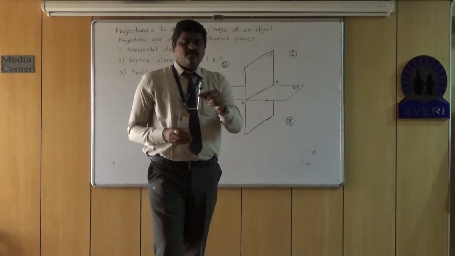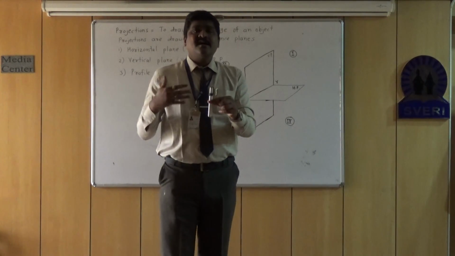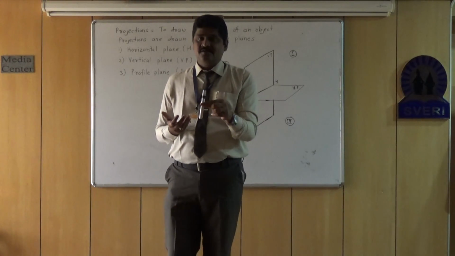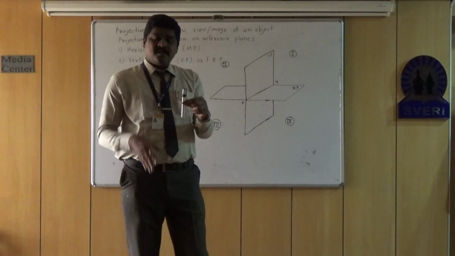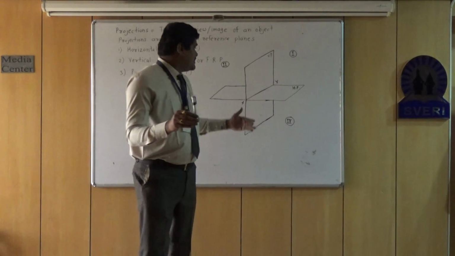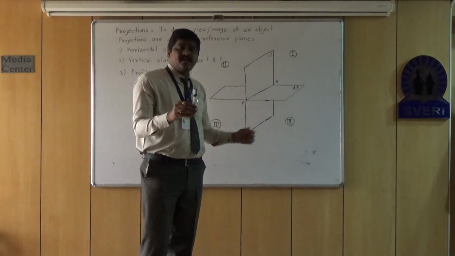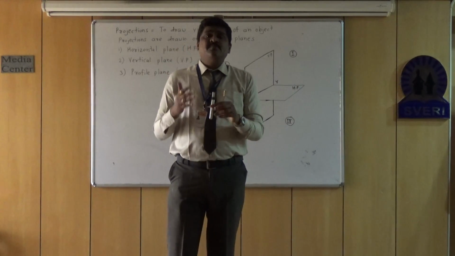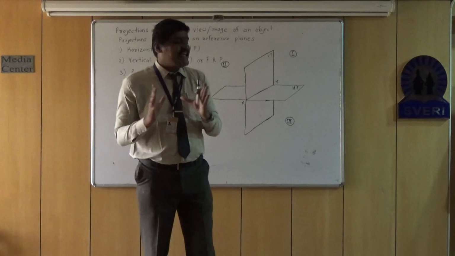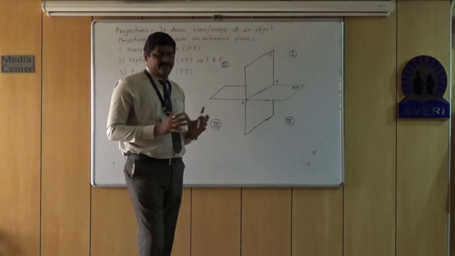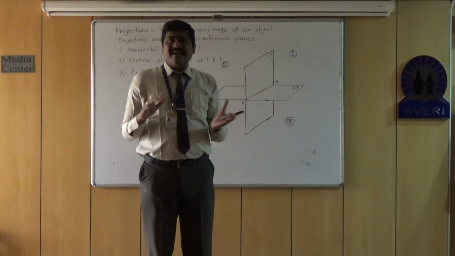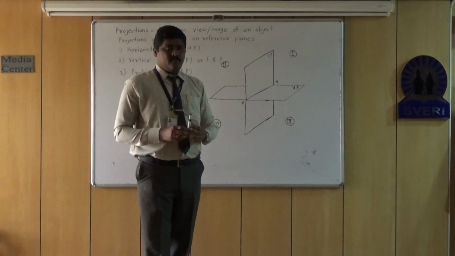Similarly, we can imagine the third reference plane, which is called as profile plane. So let us assume that the ground is HP, this particular wall is VP. So the profile plane is located in a position which is perpendicular to both HP as well as VP. So the walls on our left or right can be assumed to be in the form of profile plane.